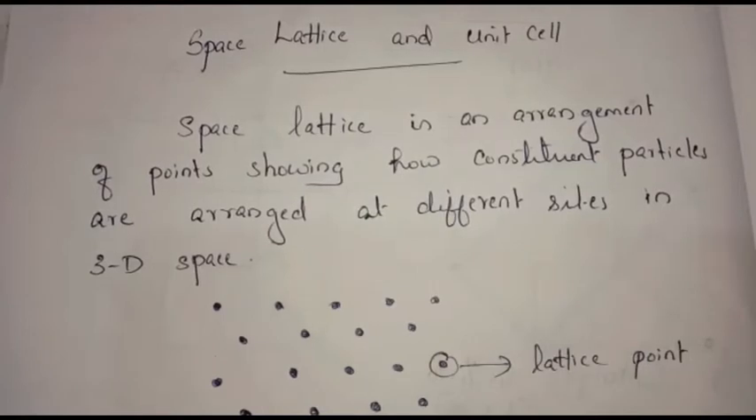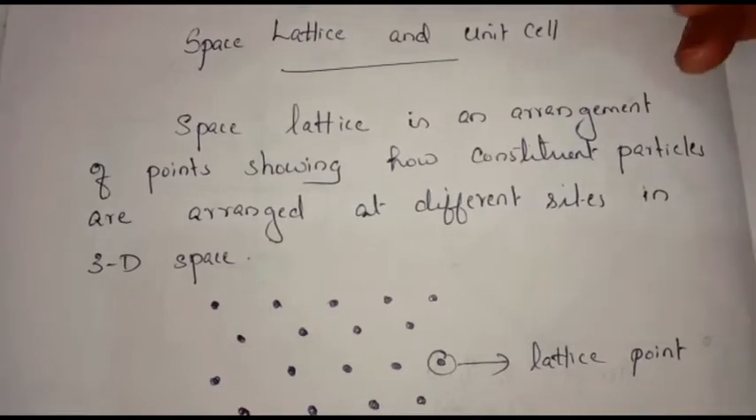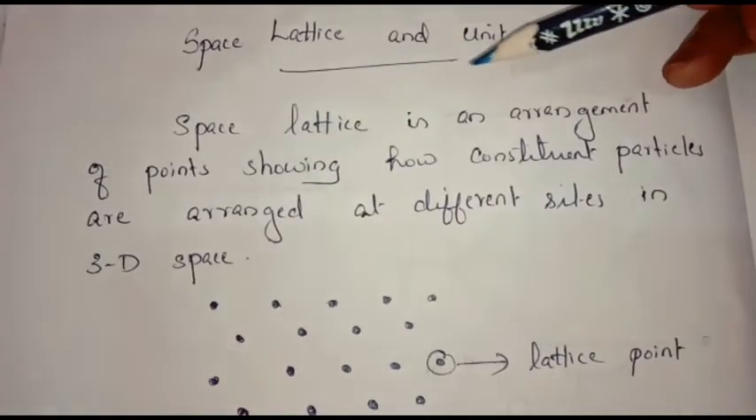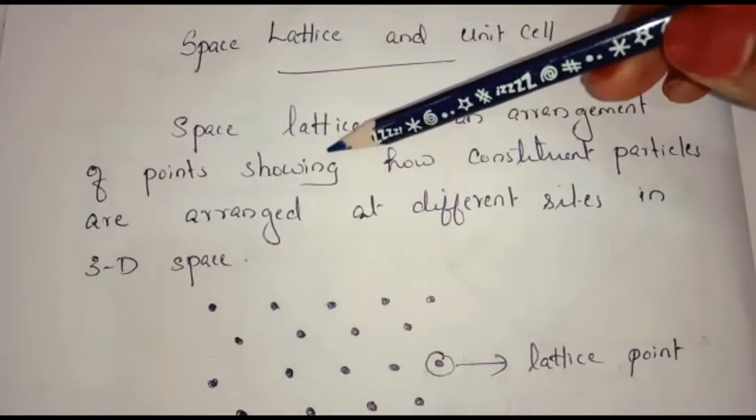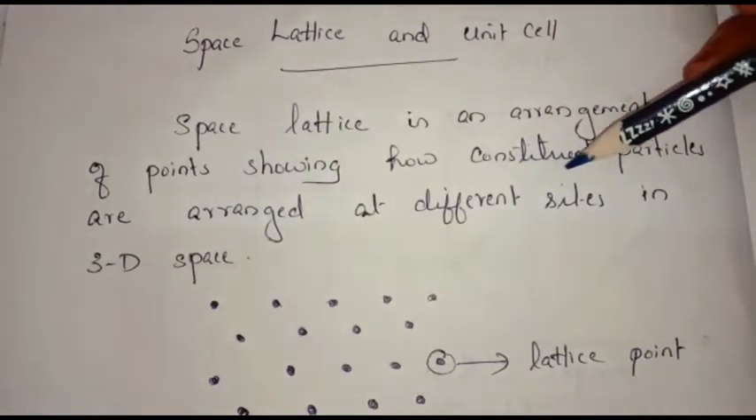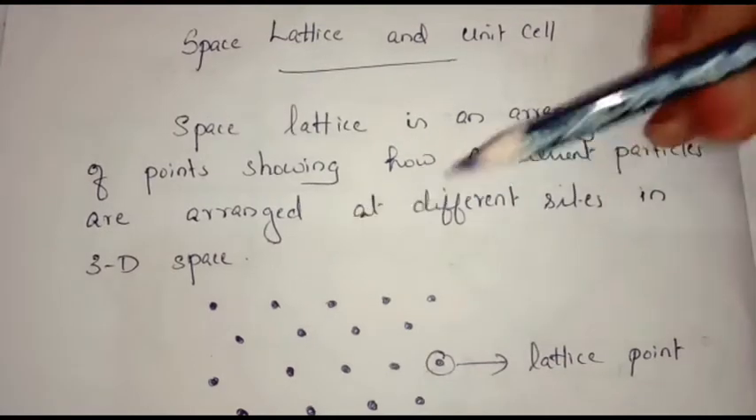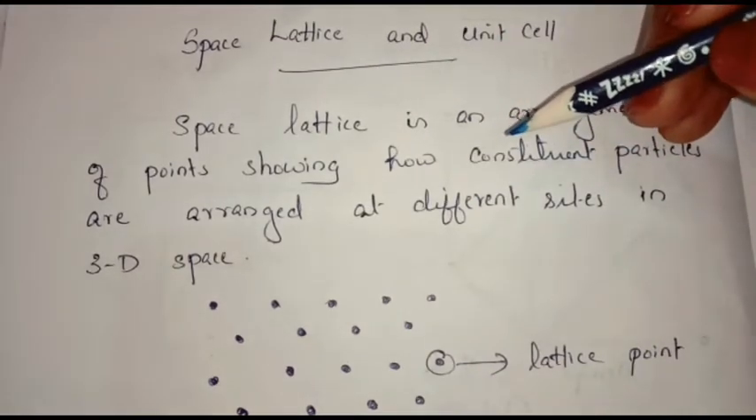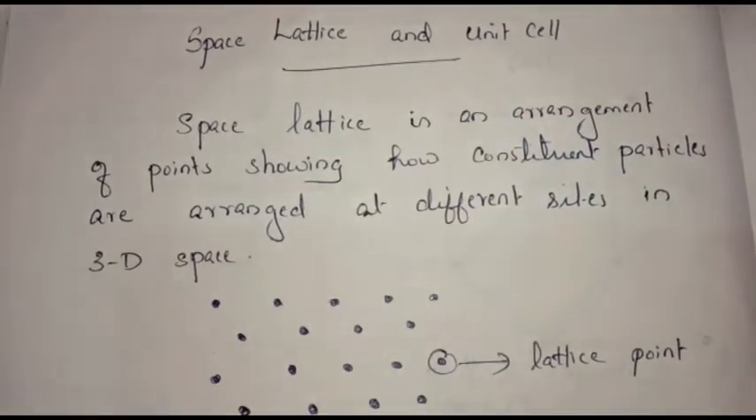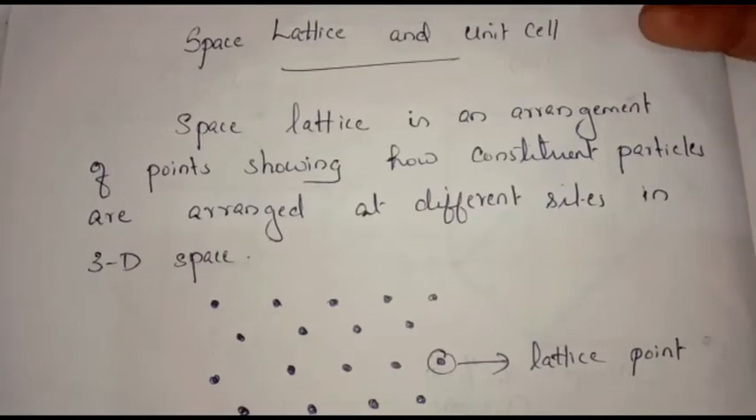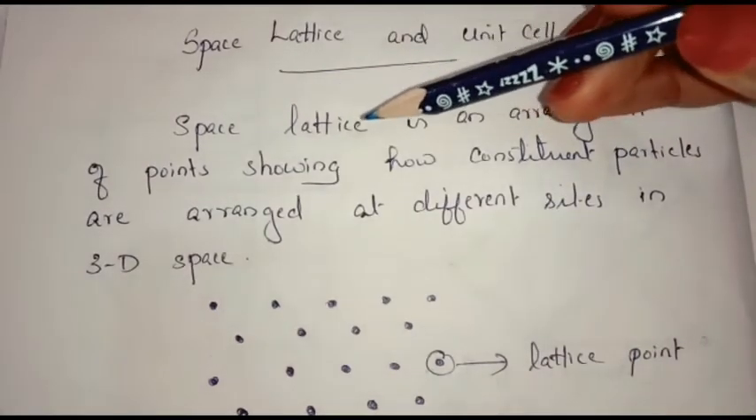Dear students, today we are going to learn space lattice and unit cell. What is a space lattice? Space lattice is an arrangement of points showing how constituent particles are arranged at different sites in a three-dimensional space. That means how the atoms, ions or molecules are arranged in a crystal. That is known as space lattice.